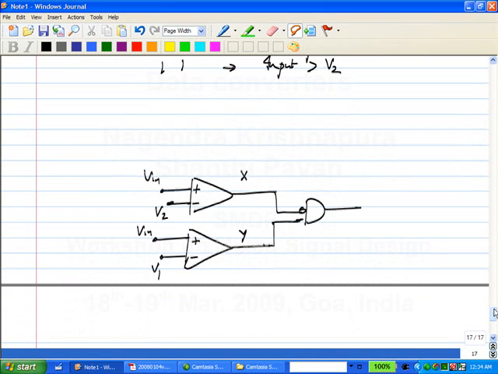This logical output will go to 1 only when the input lies in the first bin. Correct? If I want to now figure out if the input lies in the second bin, what should I do? What are the thresholds of the second bin? V2 and V3. So I have to compare with V2, compare with V3. Do I need 2 more comparators or can I reuse some of the hardware?